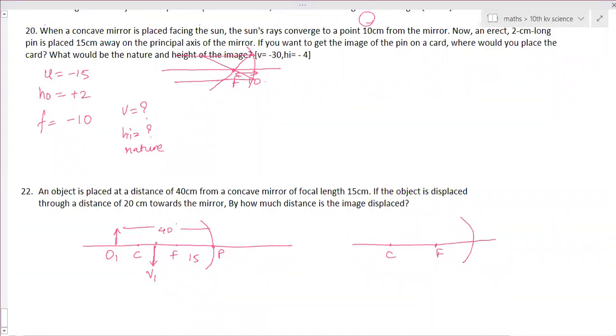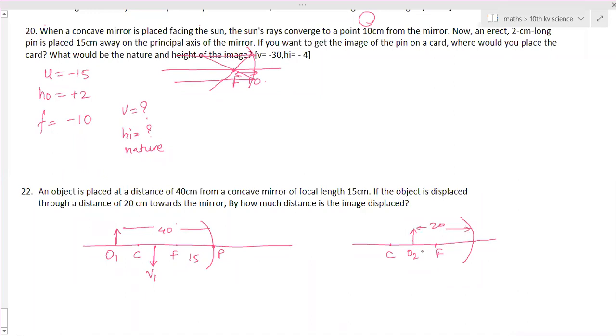It was initially at 40 centimeter and it is moved towards the mirror by 20 centimeter. So now what is the new object distance? 20 centimeter. That means it will come between C and F. Now this is the second object distance, which is 20 centimeter, between C and F.